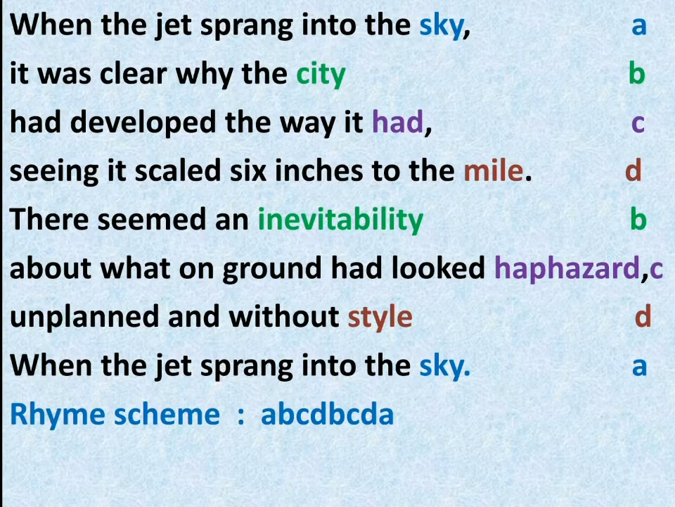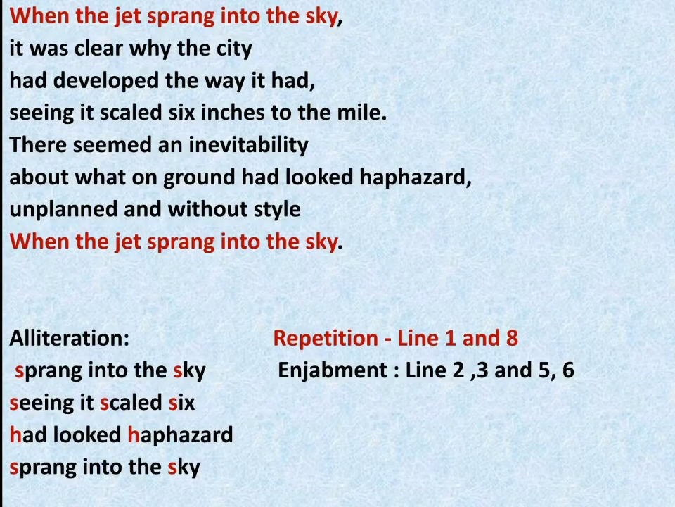Then inevitability, city, so we go with B, right? Then haphazard and had both rhyme, so we'll take C. Then style, it rhymes with mile, so we take D. The last one, we have already written A. So the rhyme scheme of this particular stanza is A, B, C, D, B, C, D, A. So is it clear, children? Now we'll see the other poetic devices of the first stanza.